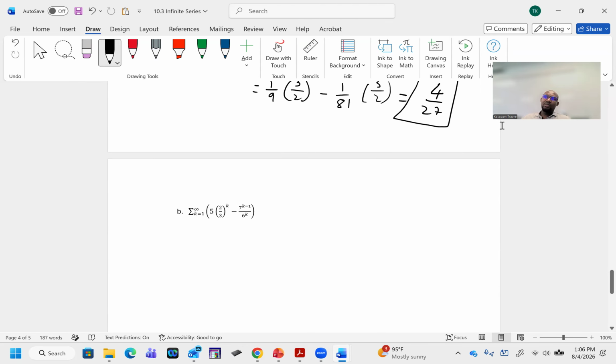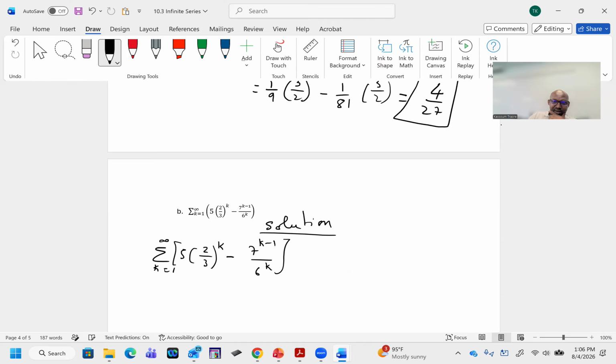Last, but not the least, we are asked to find these sums. So again, what I can do is the same thing: the sum from k equals 1 to infinity of 5 times 2 divided by 3 to the power of k minus 7 to the power of k minus 1 divided by 6 to the power of k is the same thing as the sum from k equals 1 to infinity of 5 times 2/3 to the power of k minus the sum from k equals 1 to infinity of 7 to the power of k minus 1 divided by 6 to the power of k, right?